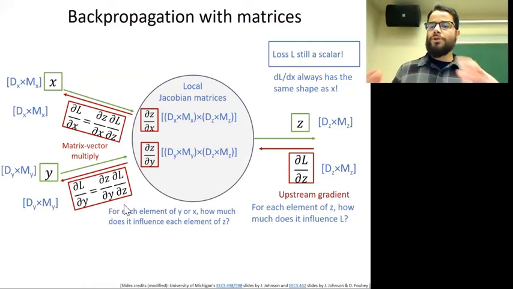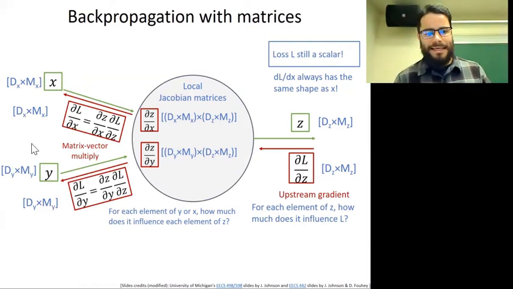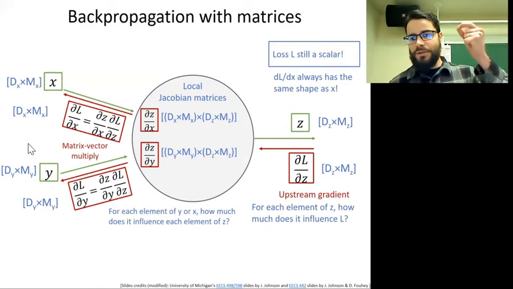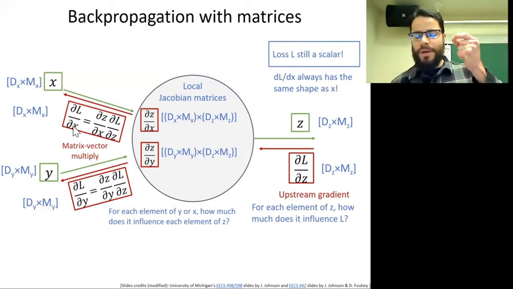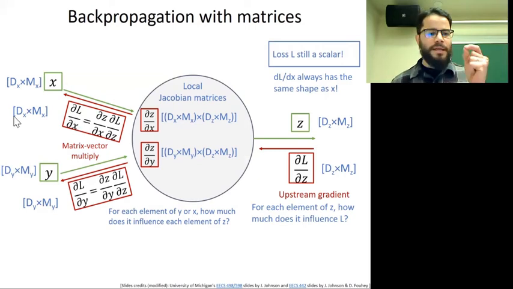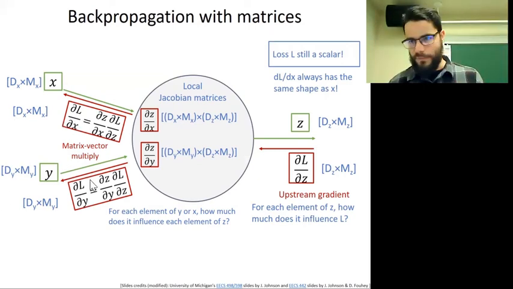Now, when we go to the downstream gradients, again, always remember what we're trying to do. In the downstream gradients, we are doing the derivative of a scalar with respect to a matrix. So we know that the output is going to have the same dimensions as those of the matrix, right? So the dimensions of this downstream gradient are always going to be dx mx, and of this one, dy my, okay?